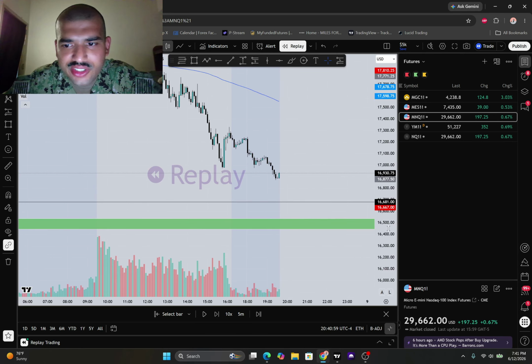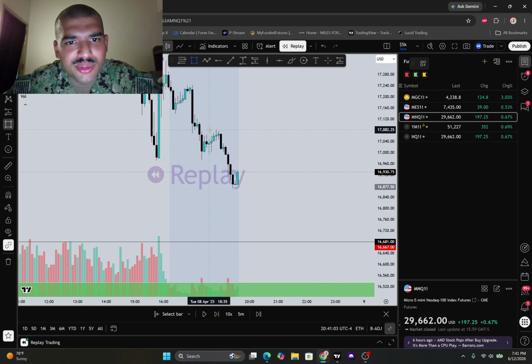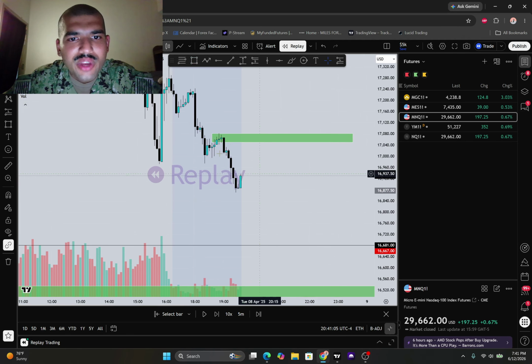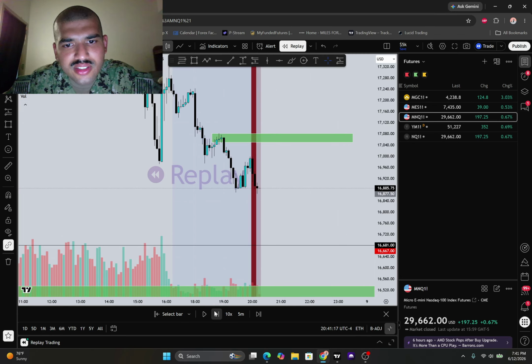Now it's going down here to take out this low. So we know that it's going to go down to take out that low, but now we just need a solid entry. We have an area of supply right here. So let's see if price goes up to that area. So price does go up. Does it tap it though? It doesn't tap it.